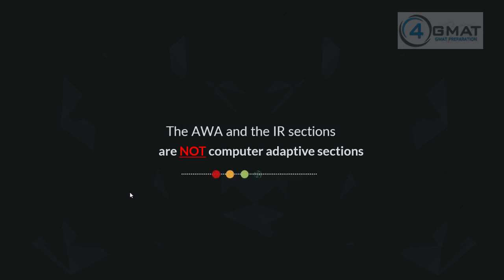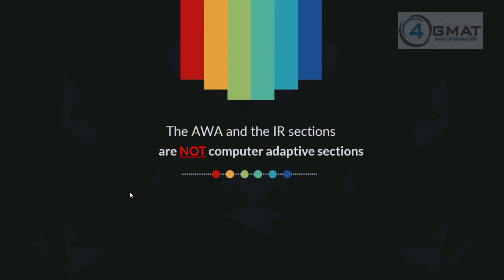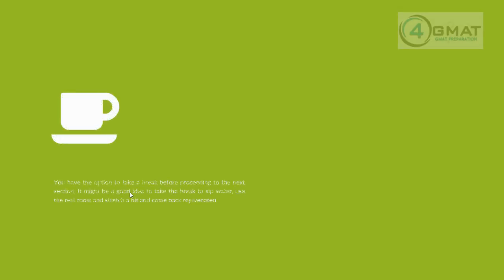Both the AWA and the integrated reasoning sections are not computer adaptive sections. So essentially the level of difficulty remains the same throughout the test for these 2 sections. At the end of this, you get to take an optional break of 8 minutes. I would seriously recommend that you go ahead and take this break. It's not just a mentally taxing examination, it's physically taxing too. 3.5 hours to sit and stare at a screen and process something is difficult. So go stretch, have a glass of water or a drink, then come back.